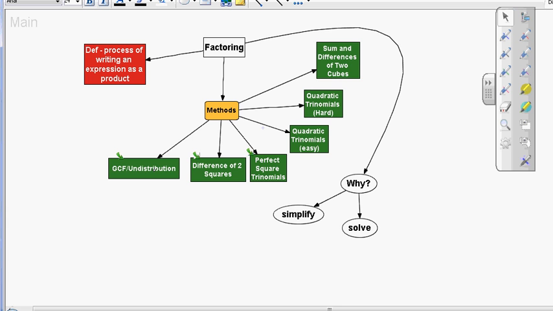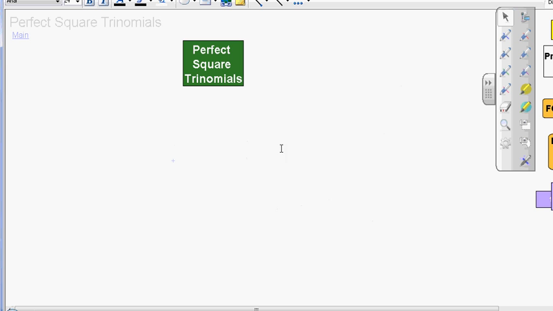In this video, we're going to continue learning a new method for factoring, and that method deals with perfect square trinomials. I'm going to continue to work through these green methods through these videos, and right here is perfect square trinomials, so I'm going to drill down inside it and try to create a submap for this concept map and demonstrate this skill for you.